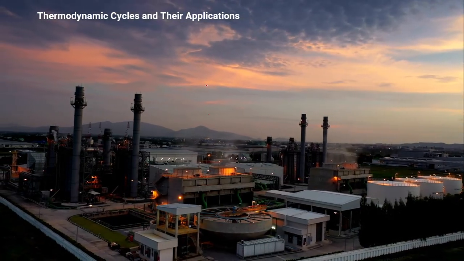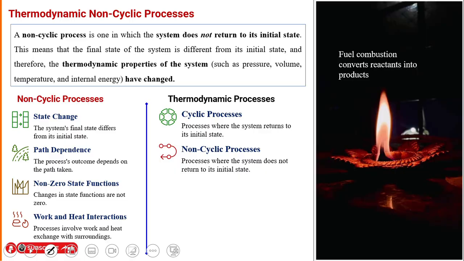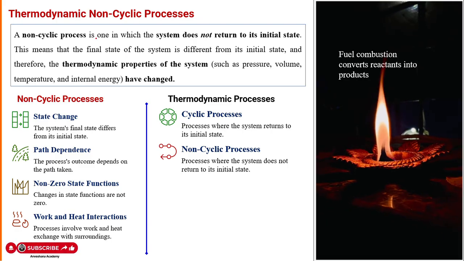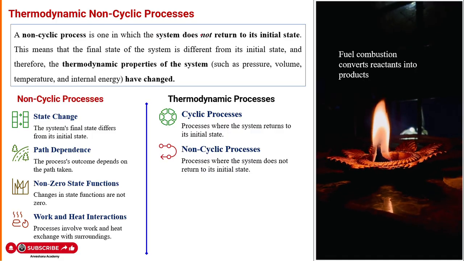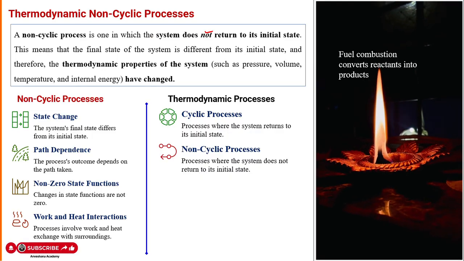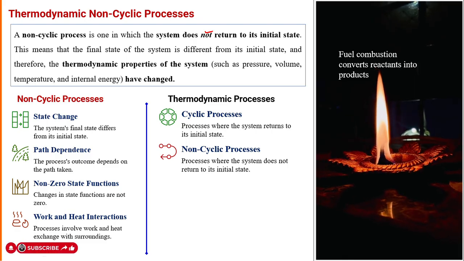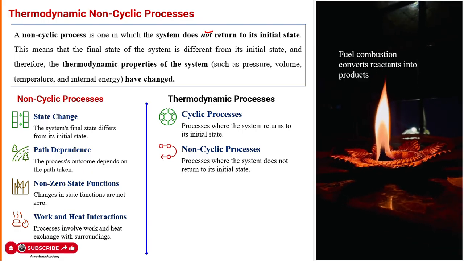Okay, fine. This is about the cyclic process. Then what is a non-cyclic process? That we will see here, dear students. Now what is a thermodynamic non-cyclic process? A non-cyclic process is the one in which the system does not return to its initial state. But in the cyclic process, the system will come back to its original position and the properties remain the same. That is known to be a cyclic process. That is a continuous cycle process.